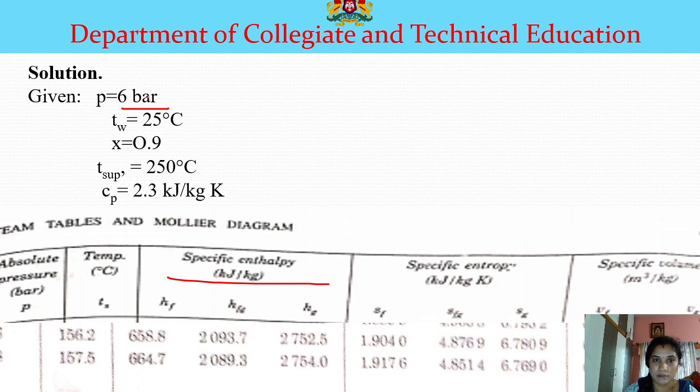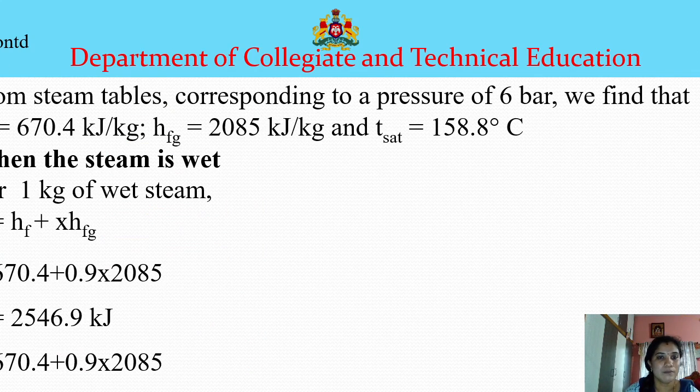They have given P as 6 bar, and the initial temperature of the water as 25 degrees Celsius. In the first condition, they have said that the dryness fraction is 0.9. In the third condition, they have mentioned T superheated as 250 degrees Celsius. And lastly, they have given the specific heat of steam as 2.3. These are the given conditions in the problem. So from the steam table, I have taken three values: HF, HFG and T saturated.